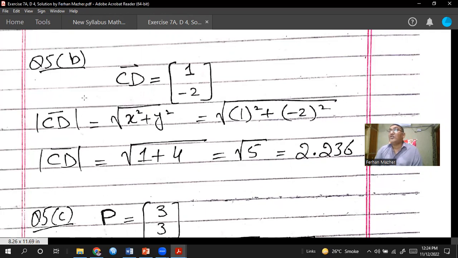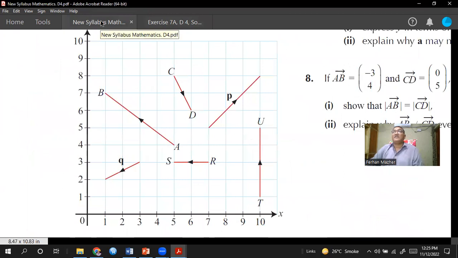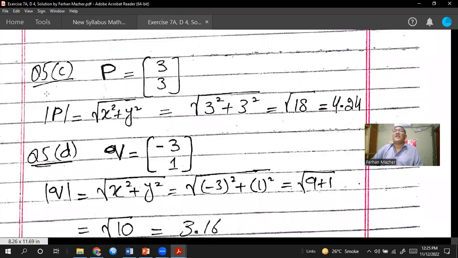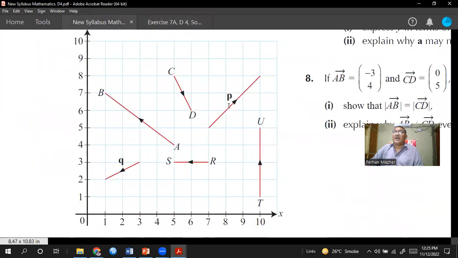And that will be 2.5236. So this is how you find the magnitude of the CD. Then we have the next part, and in the next part we have to find out the column vector for the vector P. This is the starting point, the tail of the vector, and this is the end point, the terminal point, the head of the vector.